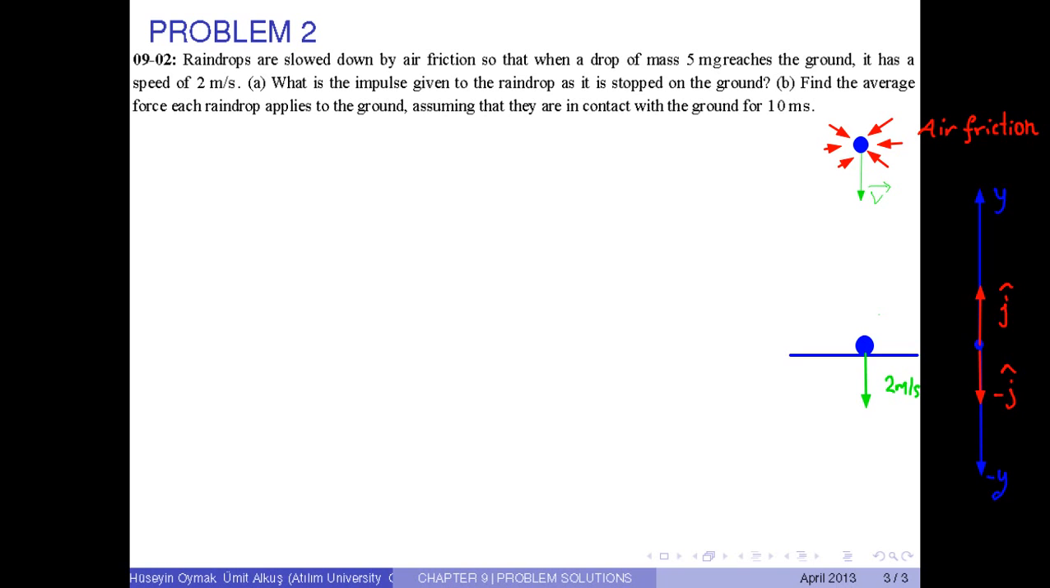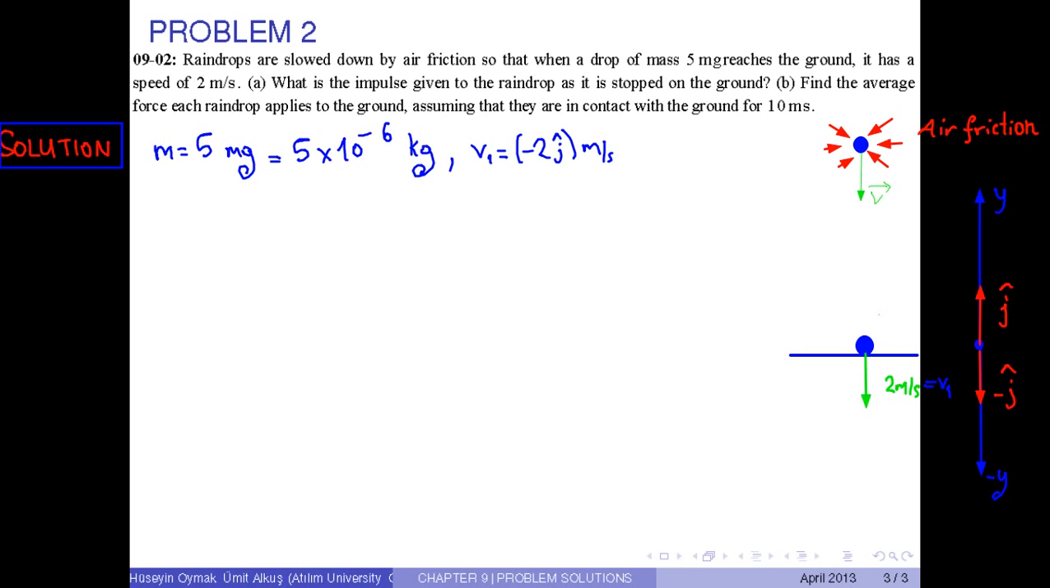First of all, we write the given quantities. Mass m equals 5 milligrams, where milligrams is not an SI unit, so it is converted into kilograms as 5 times 10 to the power minus 6 kilograms. The velocity of the drop when it reaches the ground is minus 2 j hat meters per second, where minus j hat is the unit vector in the negative y direction.